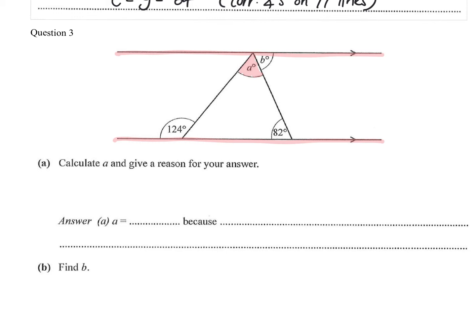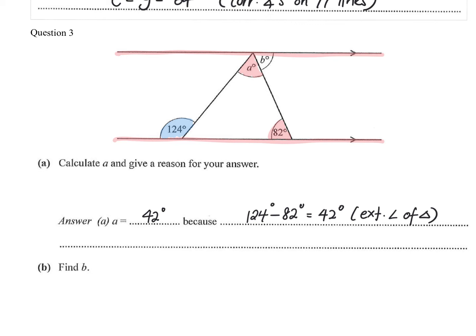I have the exterior angle of the triangle 1, 2, 4. The exterior angle of the triangle is equal to the sum of the interior opposite angles. So that means 82 plus A will give you the angle 124. So in order to find A, A will be equal to 124 subtract 82. Okay, 124 subtract 82 will give you 42 degrees because of exterior angle of triangle.